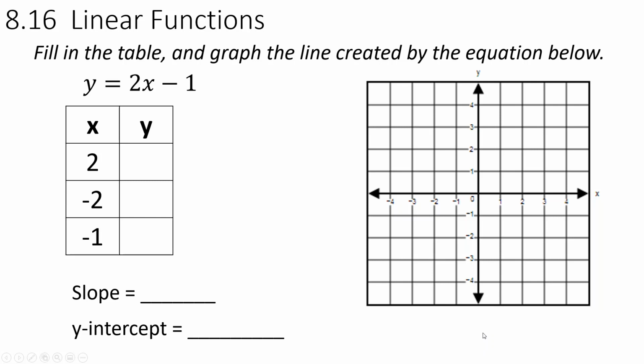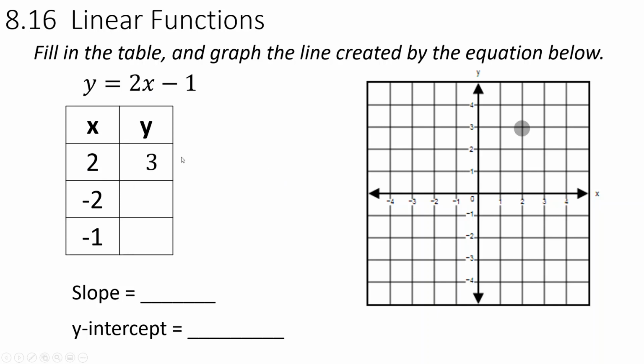So linear functions. This is when you have an input and an output, and you graph them, and you get some kind of line created. So making a table, if you plug in for 2, you have 2 times something minus 1. 2 times 2 is 4. You get minus 1, you get 3.